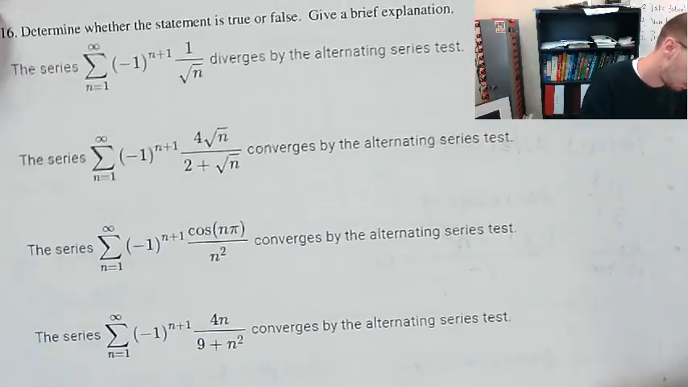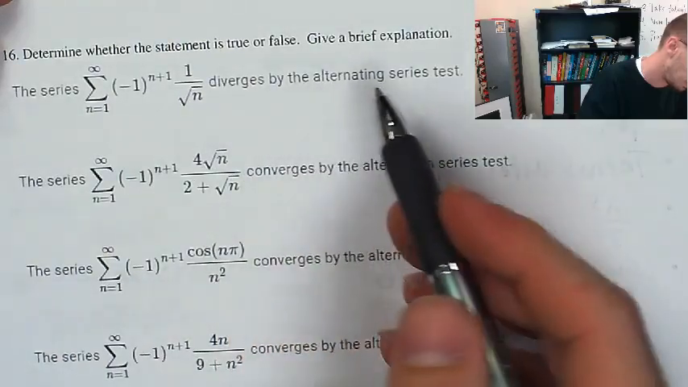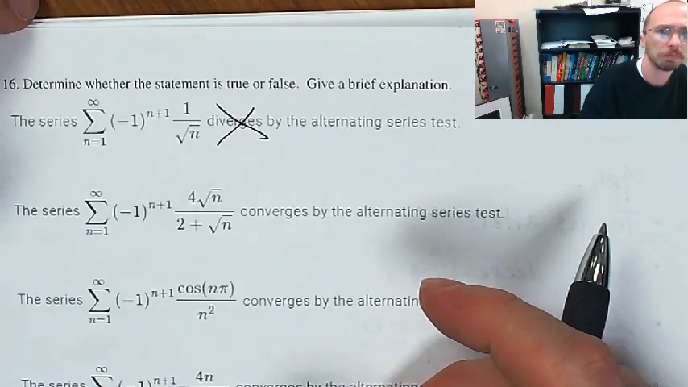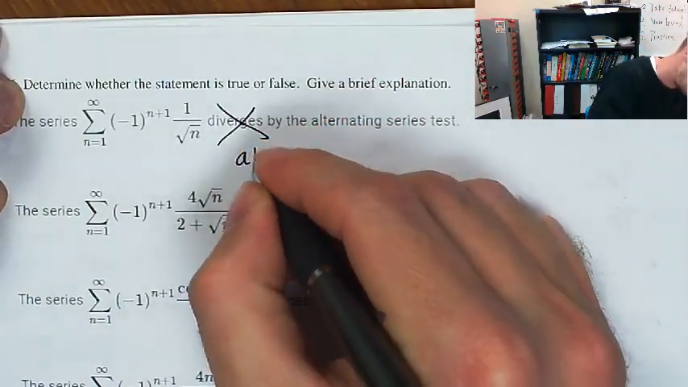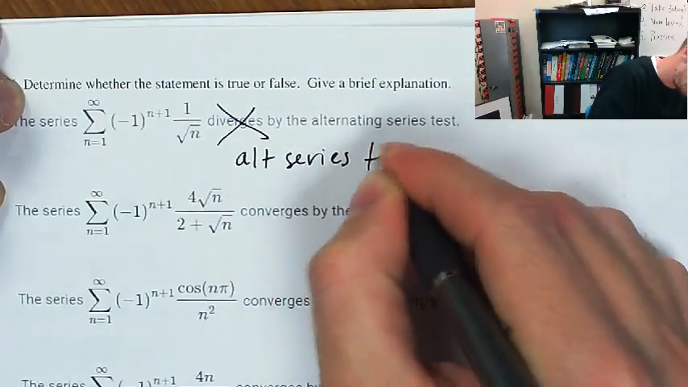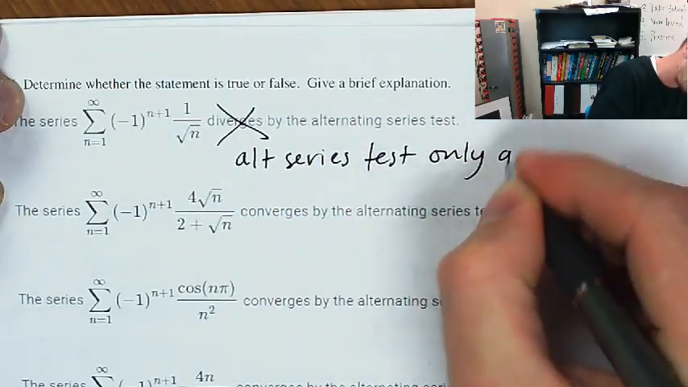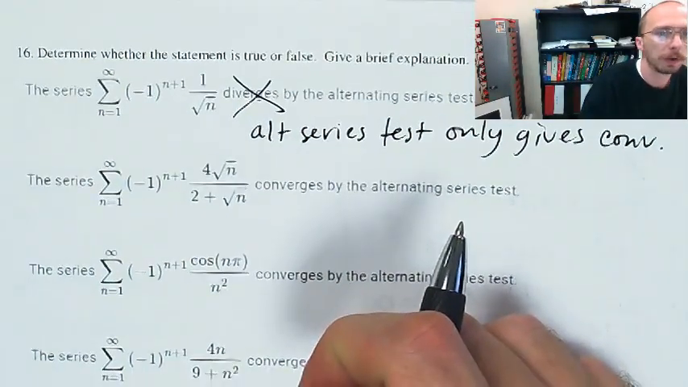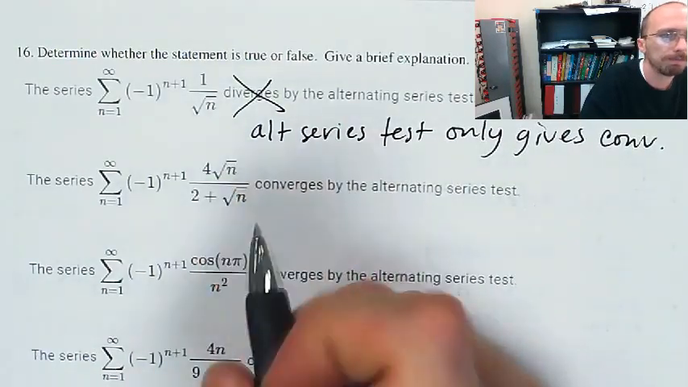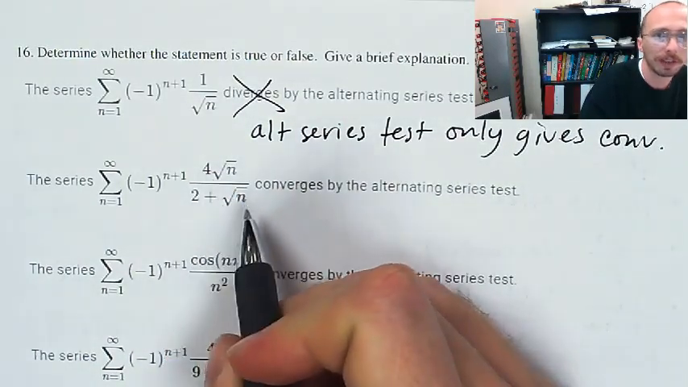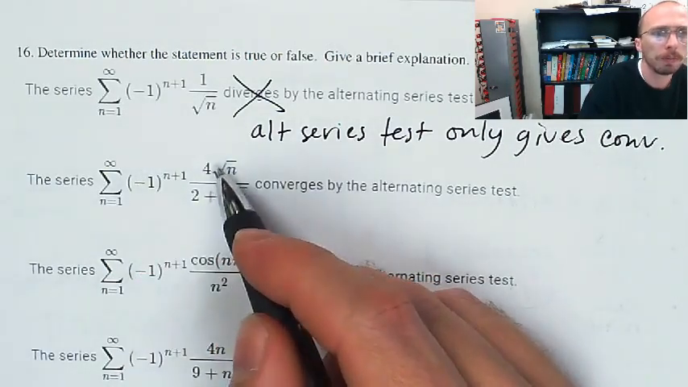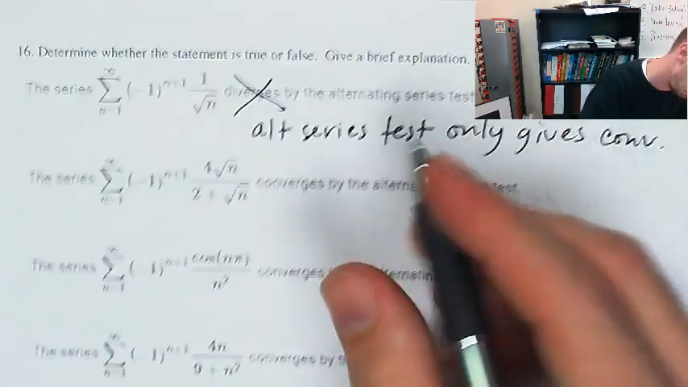All of a sudden, this problem set's moving much faster. Okay, determine whether the statement is true or false. Diverges by the alternating series test. You can't determine that. That only tells you if something converges, right? Converges by the alternating series test. No, I don't think so. I don't see these terms having a limit of 0. I think they're having a limit that doesn't exist, or 4. So, no.